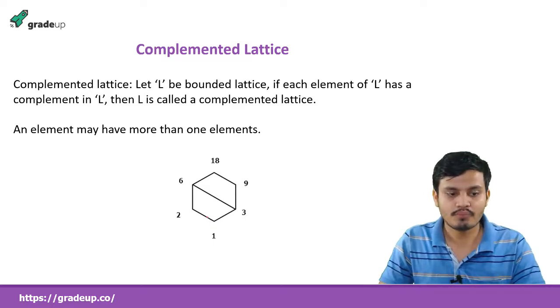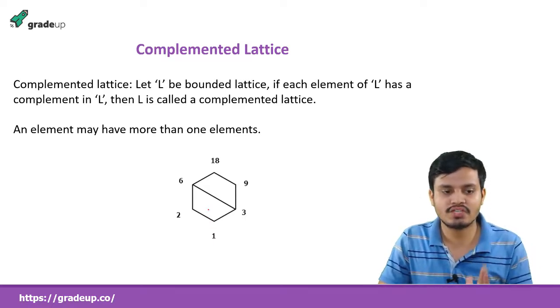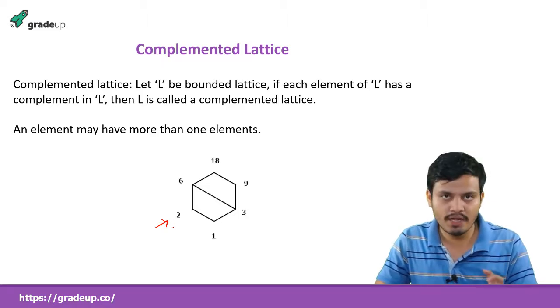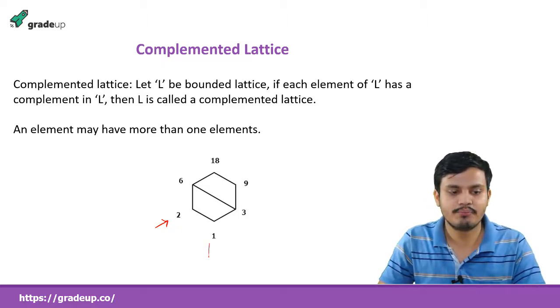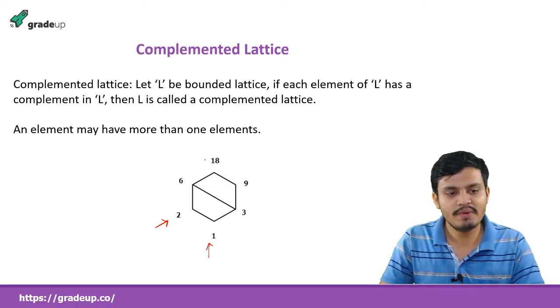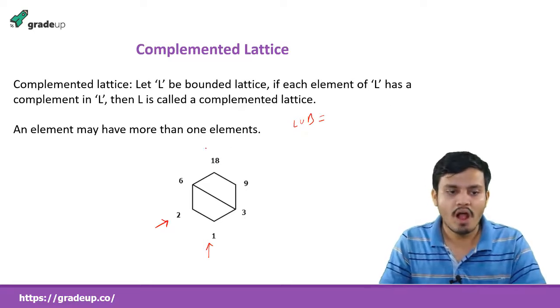First of all, try to take only those pairs which you have doubt about. Actually this example is easy. Here we need to find the complement for every element. I will start with 1. What is the complement for 1? That will be 18, because their LUB must be equal to the upper bound, and the upper bound here is 18. So the LUB will be 18 when I pick it and the GLB will be 1.